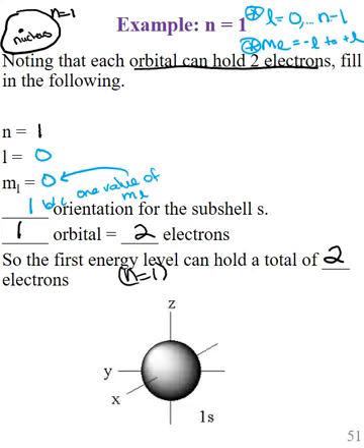So here is a picture of the first shell. The first shell consists of only the one S, and notice how it's a sphere. So the S subshell is a sphere, right? What does this 1 represent? This represents your n. Okay, so this is our first shell, n equals 1. Let's look at the next shell, n equals 2.